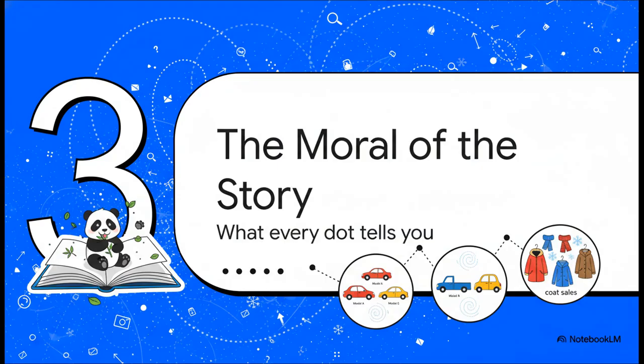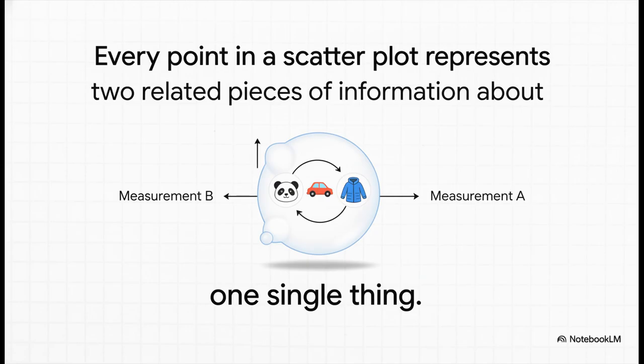So we've talked about pandas. We've gone to a car lot. We've sold some coats. After all these different stories, what's the big takeaway? What's the moral of our scatterplot story? It's really this simple. Every single point on a scatterplot is a snapshot. It connects two different but related measurements, like age and weight or temperature and sales, for one single subject, whether that's a panda, a car, or a month.